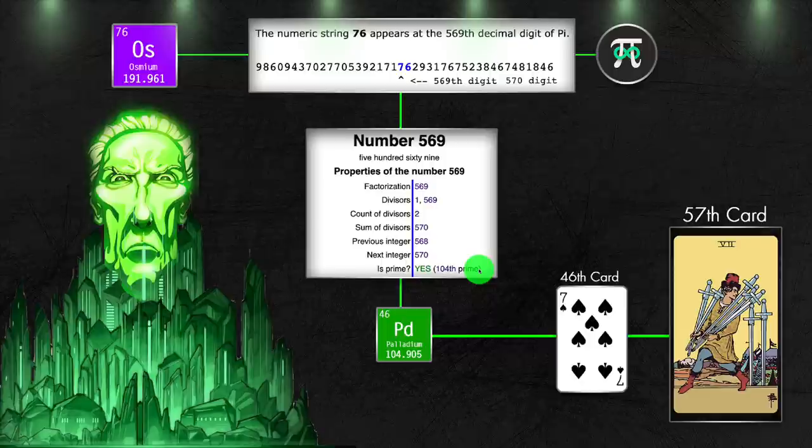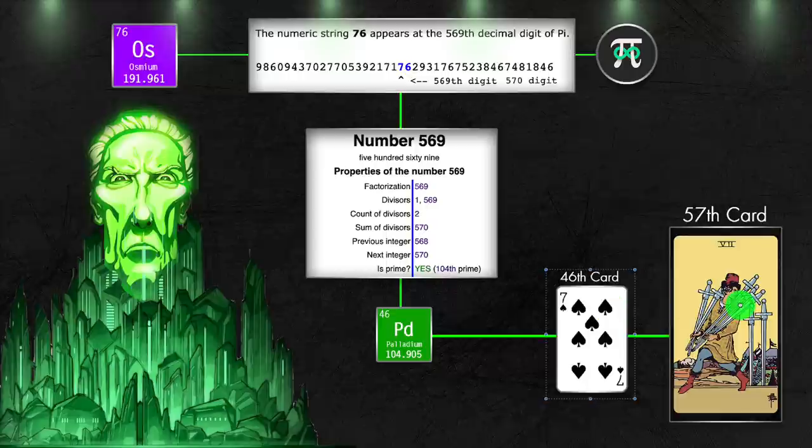The 104th prime number. And the 104 is going to be embedded into this element right here, the 46th element called palladium, which means wisdom, from the god of wisdom. And this is the card in the cards of illumination, the 46 card, the seven of spades card.